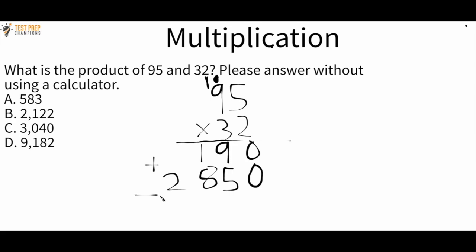So now what I want to do is add the partial products, and that's going to give me my answer. So 0 plus 0 is just 0. 9 plus 5 is 14. So I put the 4 here. I'm going to put the 1 right up here. So now I'm going to do 1 plus 1 plus 8. So 1 plus 1 plus 8 gives me 10. So I'm going to put the 0 down here. I'm going to carry the 1. So now I'm going to do 1 plus 2, and my final answer is 3,040. So when all is said and done, C is the correct answer here.